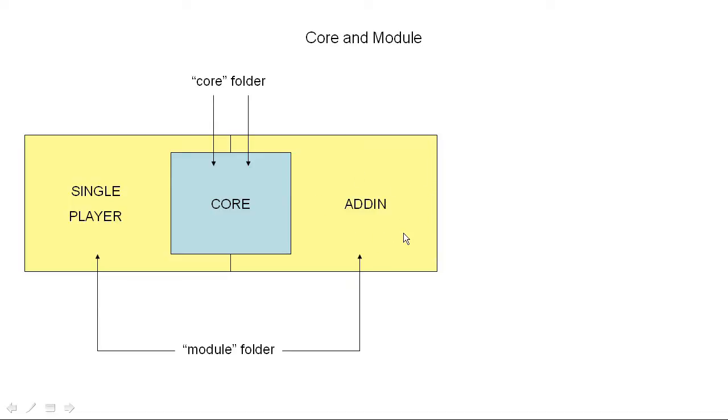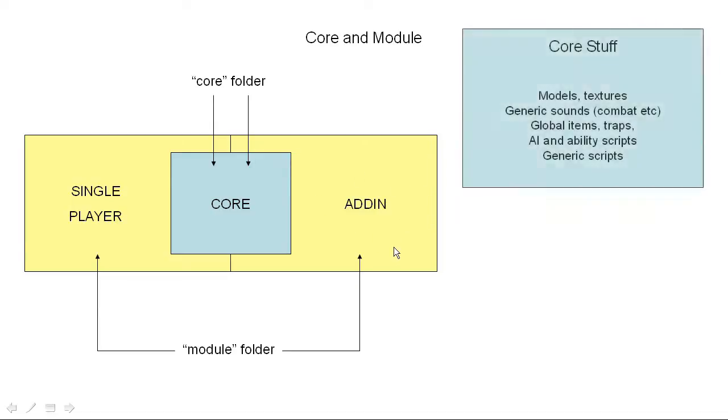So what kind of things do you get in core? You'll get things like models and textures. Now, for obvious reasons, every module wants to use the same models. You don't want to have to make new models every single time, otherwise you're practically making a whole new game all over again. So models and textures you'll find.